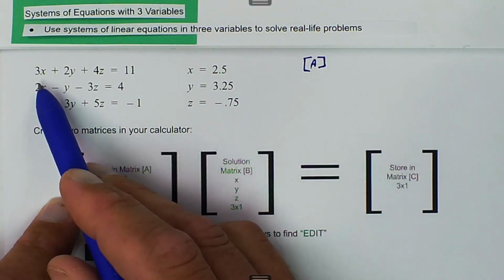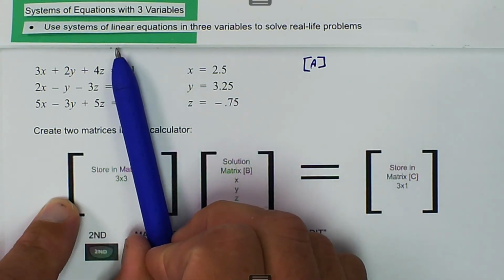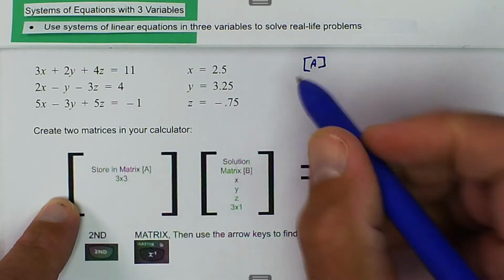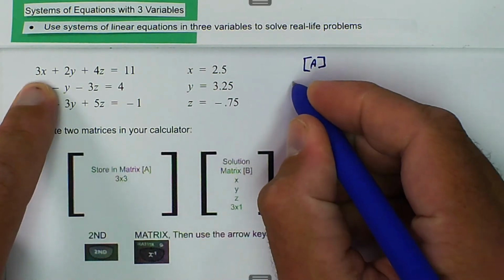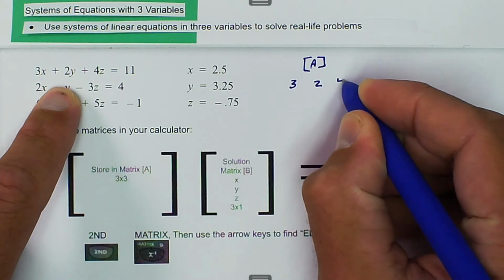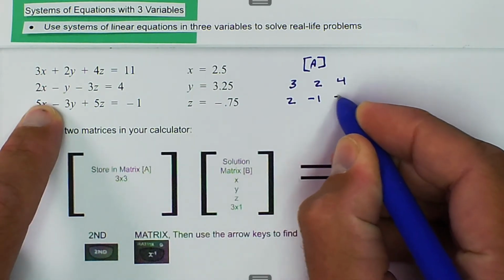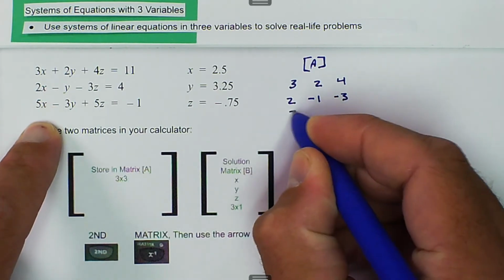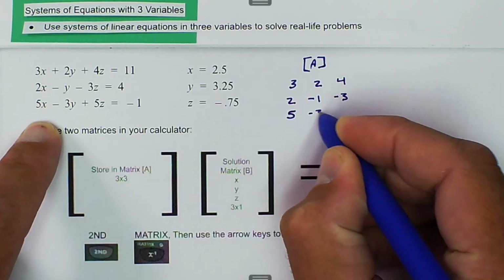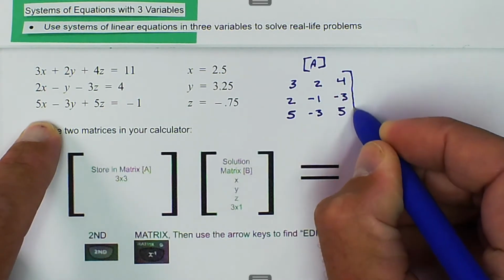And I'm just going to make a matrix of the coefficients on the left side. Okay, I'm not paying attention to the answer. I just want to make a 3x3 matrix of the coefficients on the left side. So here, the first coefficient is 3, then 2, then 4. Then 2, then -1, then -3, then 5, then -3, then it's going to be matrix A.